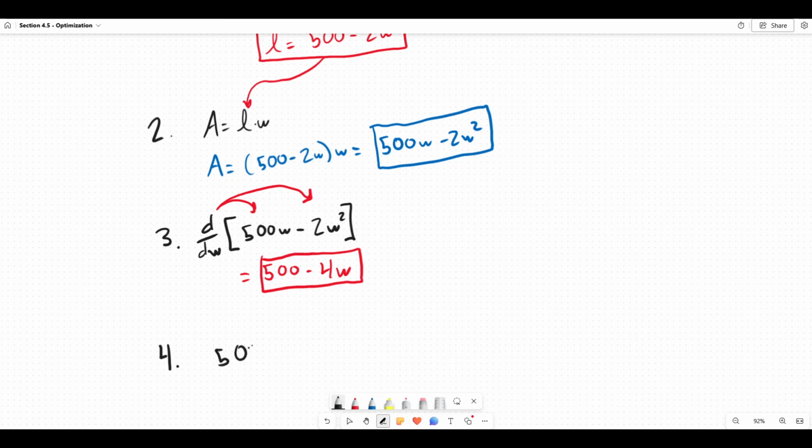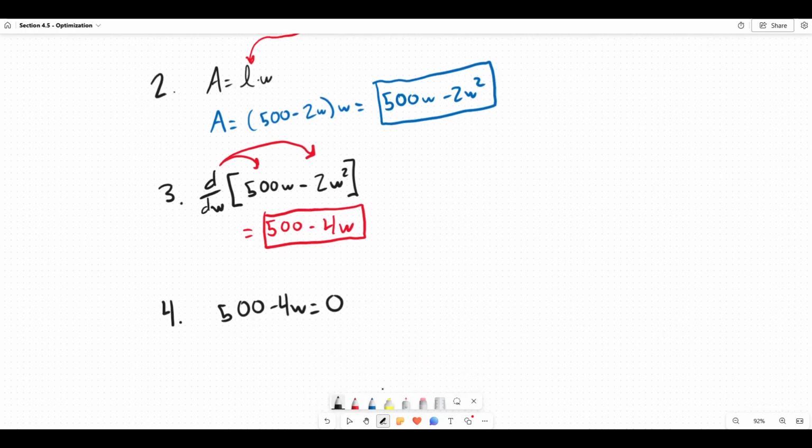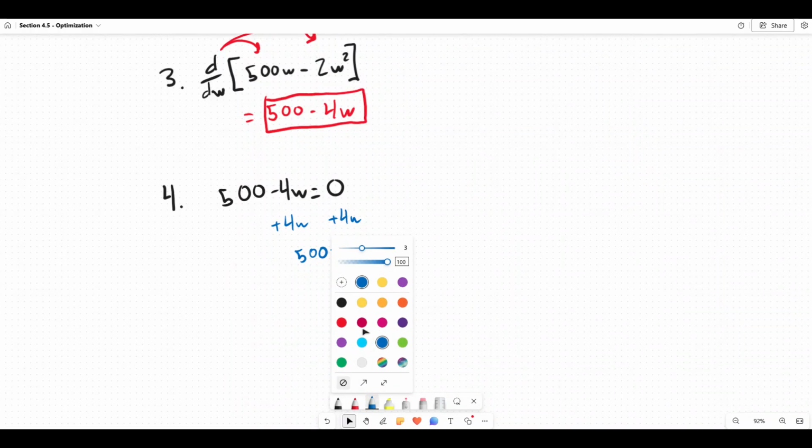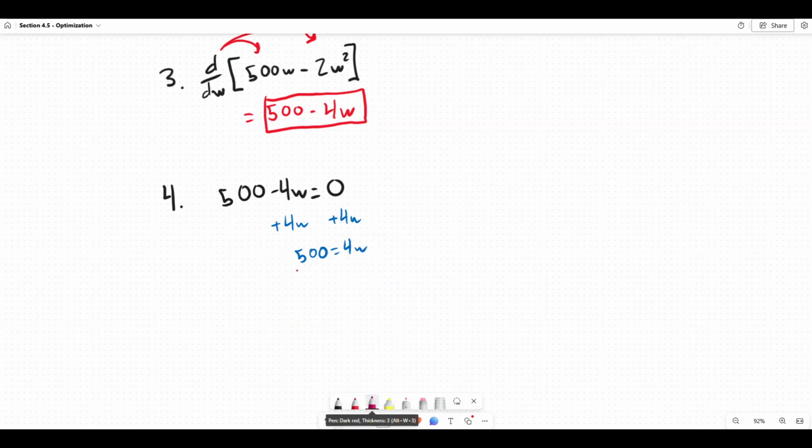Step 4, we're going to plug this and find the critical points. We want to solve 500 minus 4W equals 0. So how can we solve that? Just a linear equation. We'll add 4W to both sides. 500 equals 4W. Kind of anticlimactic. We're going to divide by 4, and I think we get W equals 125. I should check that on a calculator. I've made too many mistakes making these videos. Yeah, we get 125.